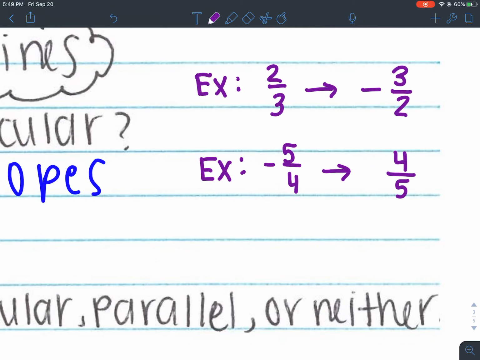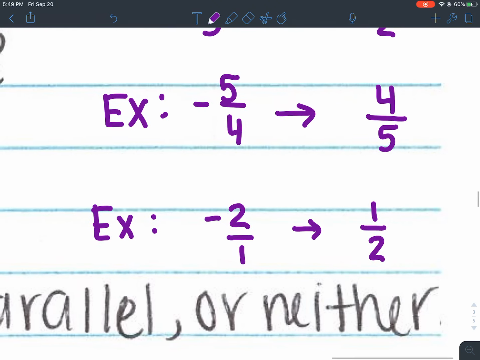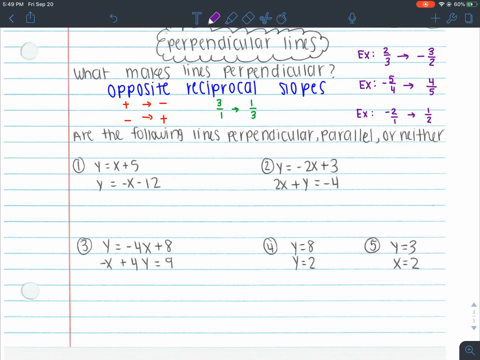And same thing with whole numbers. So if my original slope was negative 2, well, if you think about negative 2, that's technically over 1, right? Negative 2 over 1, those are the same thing. So if we have a slope of negative 2 over 1, it's going to flip and be positive, and now it's positive 1/2. All right. So I just kind of wanted to talk about that a little bit because perpendicular lines do have to have opposite reciprocals. So just because two lines cross does not make it perpendicular. They have to be perpendicular at 90 degrees.